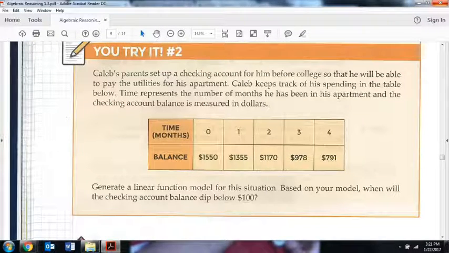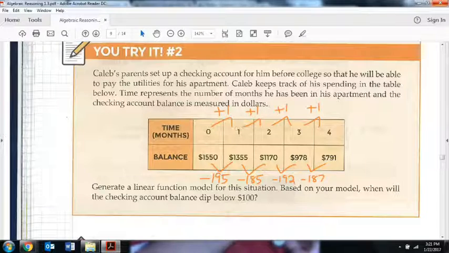So, here we go. Again, the top part is going up by 1. They like going up by 1, don't they? Kind of nice. It makes life easier. The bottom part, we have to subtract. So 1355 minus 1550 equals negative 195. And let me just put the others up there right quick. And there we go. Those are our differences, which, again, are not the same, but they're pretty close.